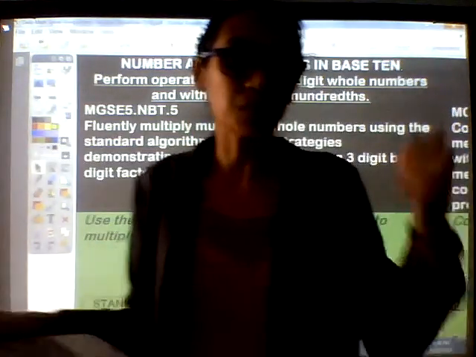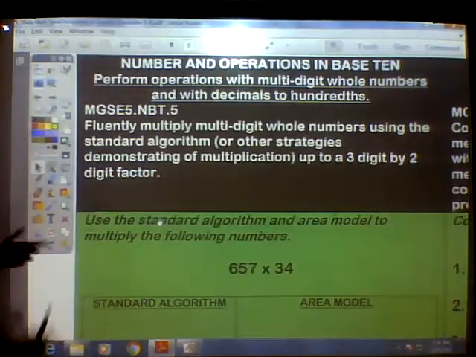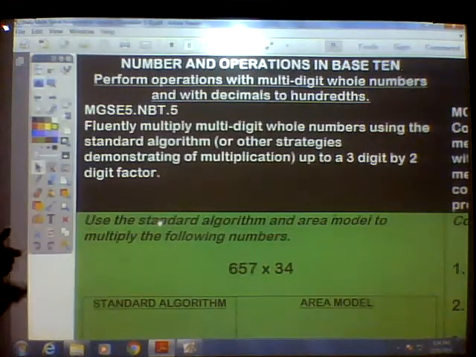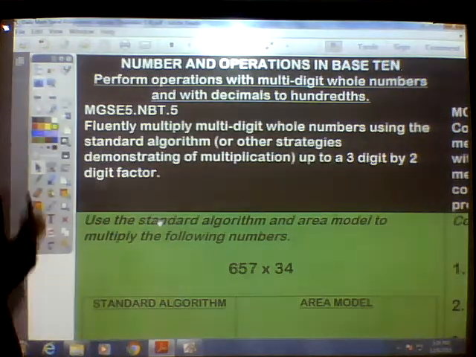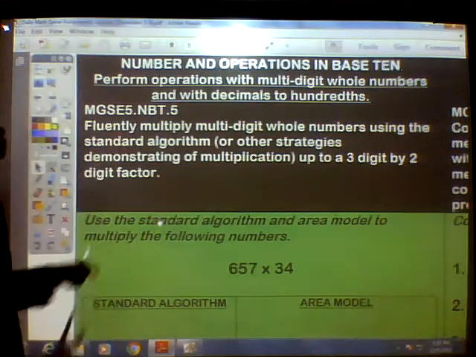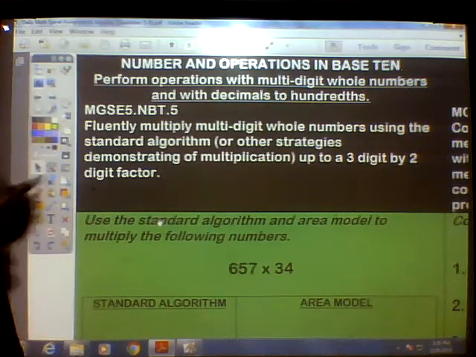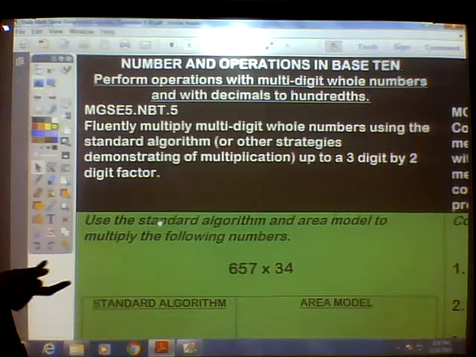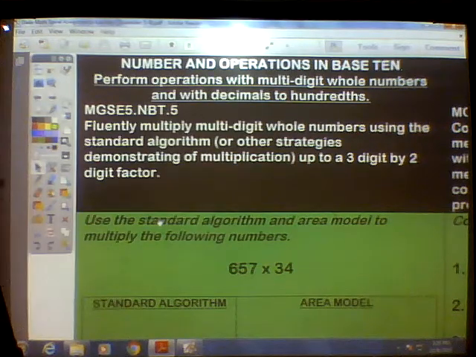Let's begin by reading the standard. It says, number and operations in base 10. Read it with me. Perform operations with multi-digit whole numbers and with decimals to hundreds. MGSE 5.NBT.5. Fluently multiply multi-digit whole numbers using the standard algorithm or other strategies demonstrating understanding of multiplication up to a 3-digit by 2-digit factor.